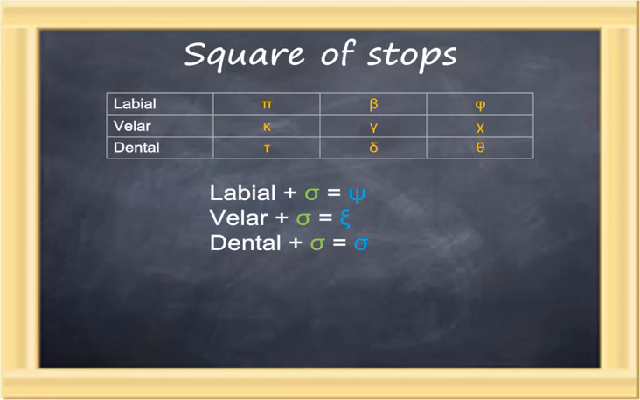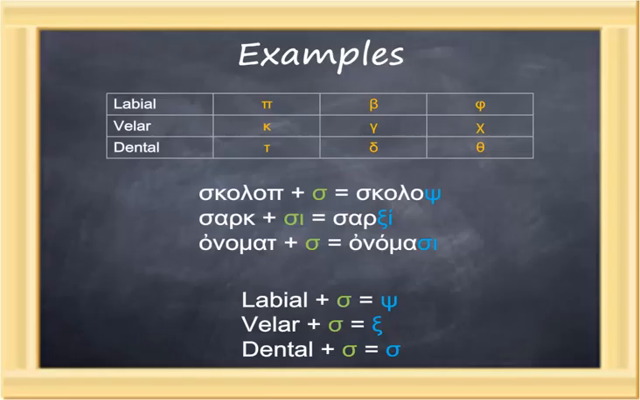With the dentals, where the airflow is interrupted by the teeth, as in tau, delta, or theta, a dental plus a sigma just causes the dental to disappear. Only a sigma remains. So tau plus sigma equals sigma. Delta plus sigma equals sigma. Theta plus sigma equals sigma. The square of stops explains what happens when some of these sigma-based endings are added to consonantal stems. Watch for the changes in the nominative singular and dative plural.